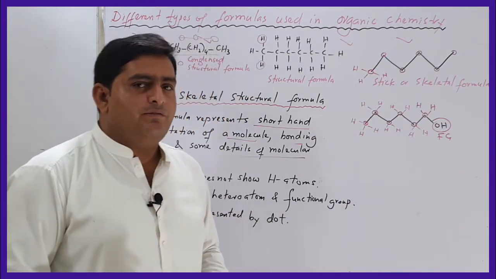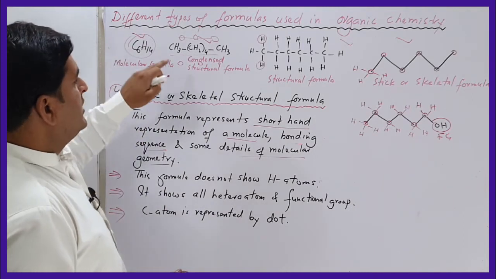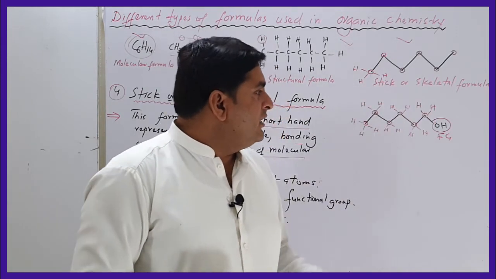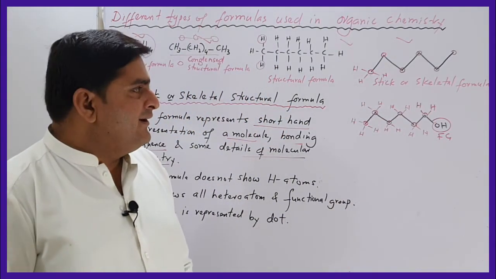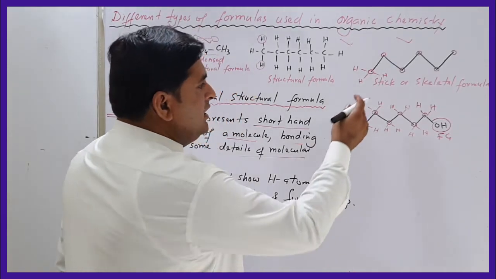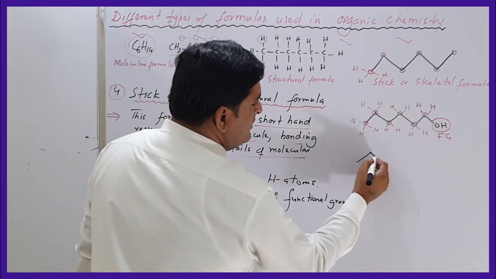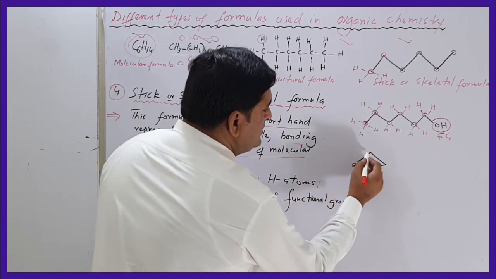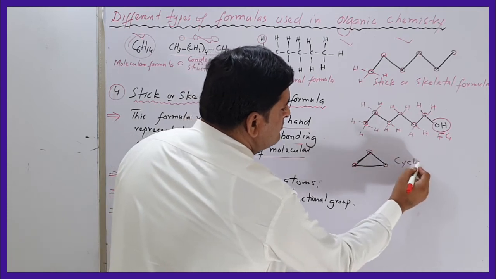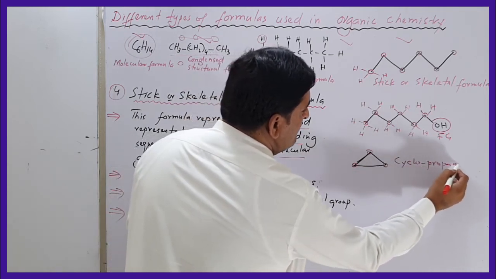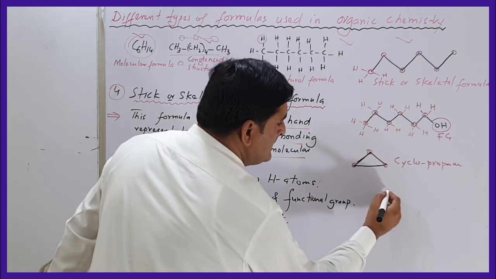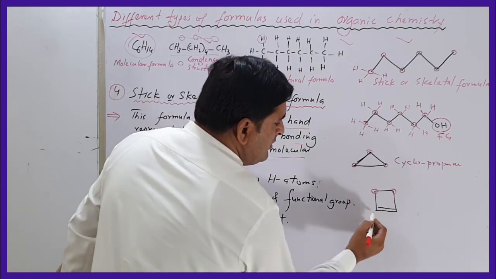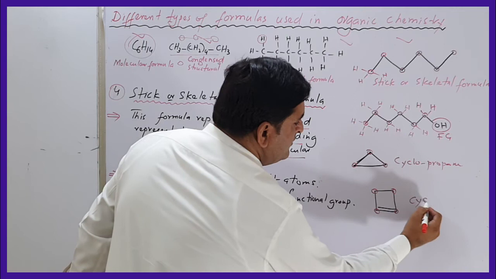So there are 4 types of chemical formulas: molecular formula, condensed structural formula, structural formula, and stick or skeletal formula. Cyclic compounds are more commonly represented by the skeletal formula. For example, this has 3 carbon atoms. This is cyclopropane. This has four carbon atoms with a double bond, cyclobutene.